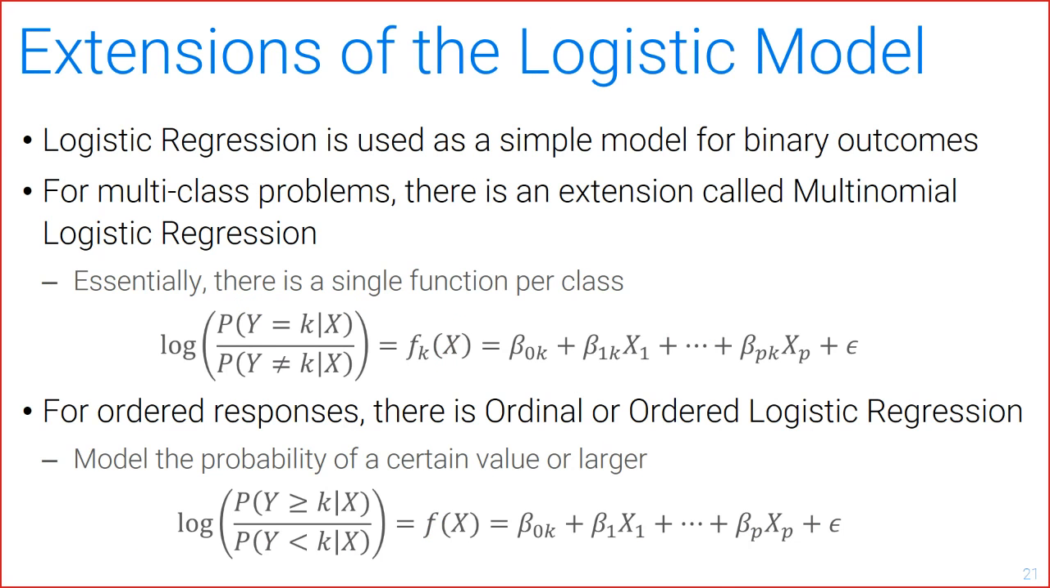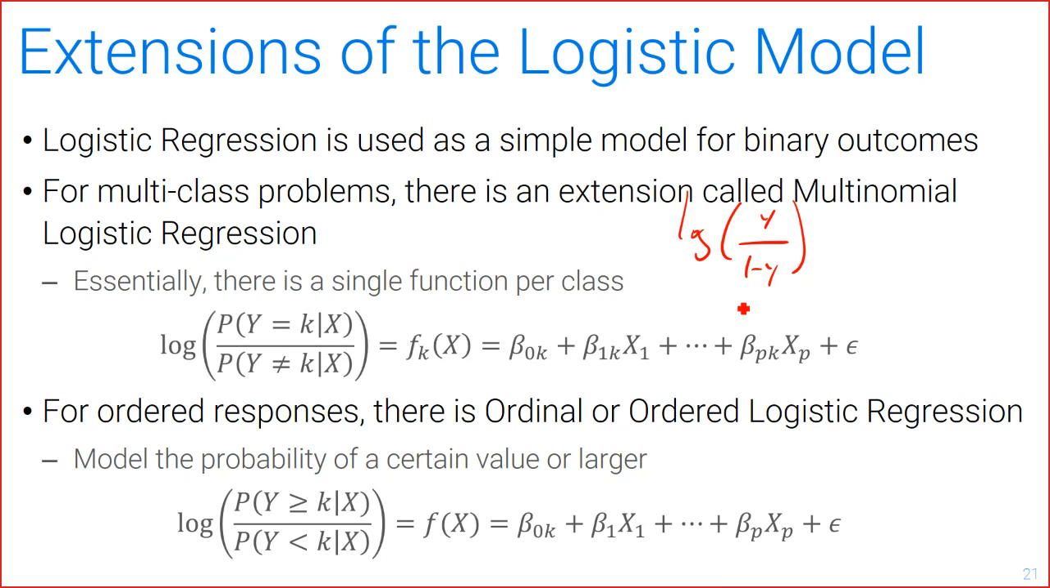And there are extensions of the logistic model, as we talked about in a previous lecture, just with a little bit more detail. For multi-class problems, we use what we call multinomial logistic regression, in which essentially there is a single function per class, a single model per class. So instead of modeling in the logit, remember, we model the probability of positive, the odds ratio: a yes divided by a no. So this is the odds and the log.